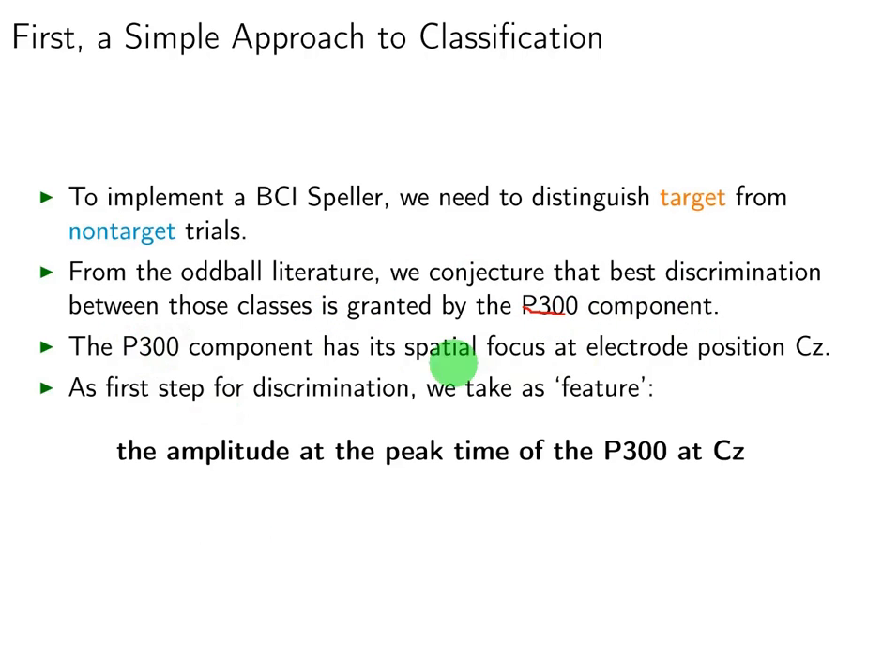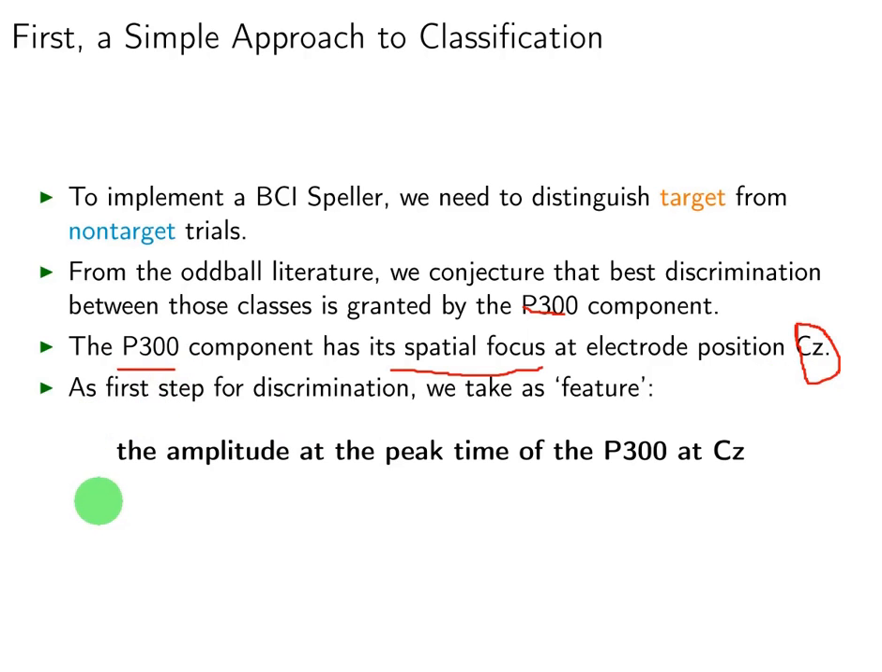Another thing is that the P300 has its spatial focus. Spatial means which electrode best represents the P300. If we record data from the user using a 64-channel EEG system, not all of the channels show a discriminable P300 component, but it has been shown that usually CZ is the best channel, the best place to find P300.